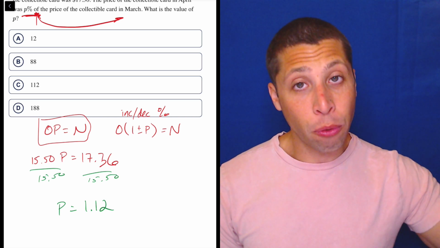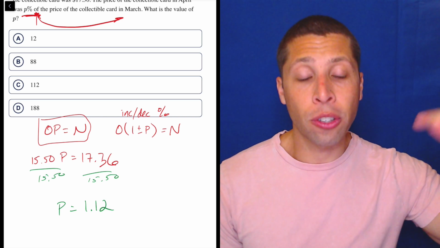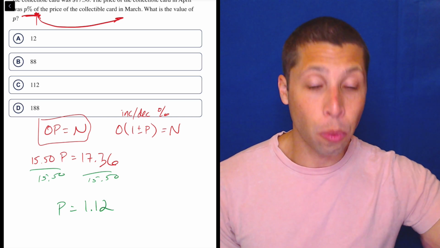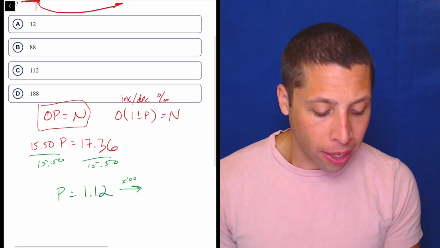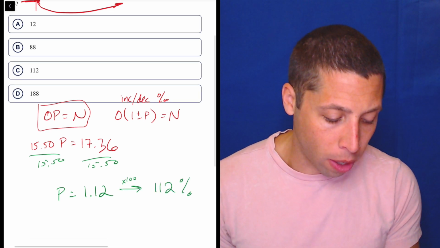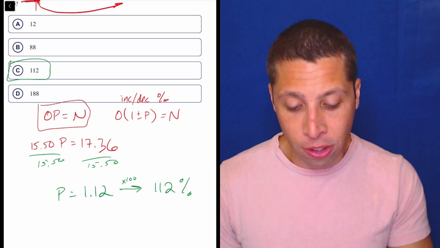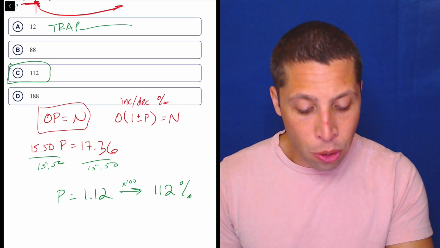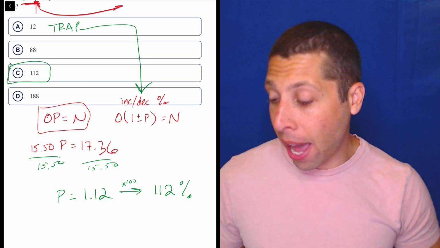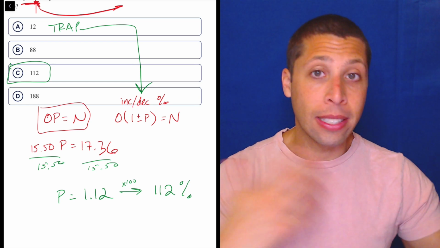Now, the thing with the OPE formulas is that the percentages are always given as decimals, so we need to convert that back to a percent, and that's just by multiplying by 100, so this is 112%, and that is the answer. But notice choice A, that's the trap. If you used this formula, that's what you'd get. And many of you are going to do that just kind of instinctively.